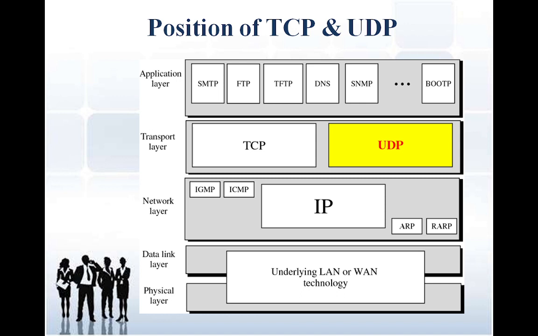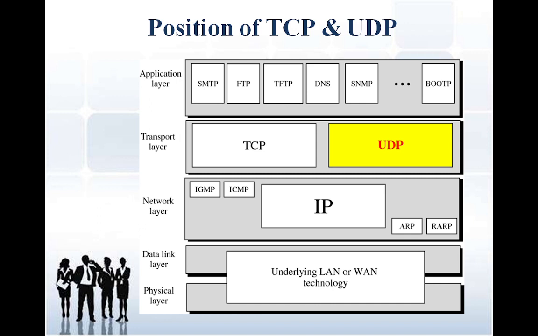Here you can see that in the physical layer and the data link layer, we establish network connections, LAN or otherwise WAN connectivity. And in the network layer, the maximum number of internet network protocols are applied. That is IGMP, ICMP, ARP, RARP. These are some of the protocols we apply in the network layer.